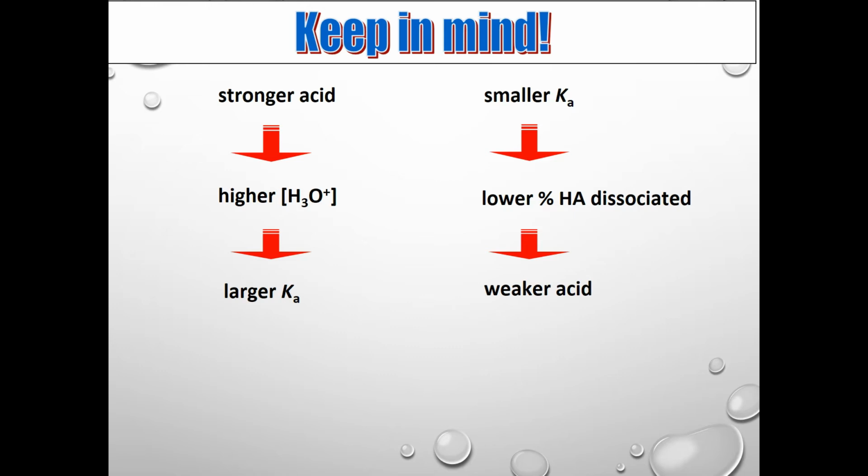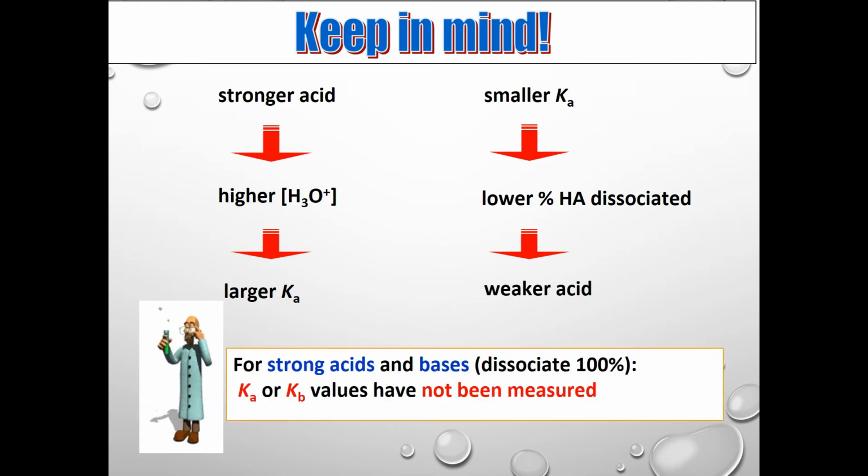Generally, weak acids have their own acid dissociation constants Ka. What about strong acids? Does strong acid have Ka values? For strong acids and bases, the dissociation in water is 100%, and therefore the Ka or Kb values have not been measured. So there are no Ka or Kb values for strong acids and bases.